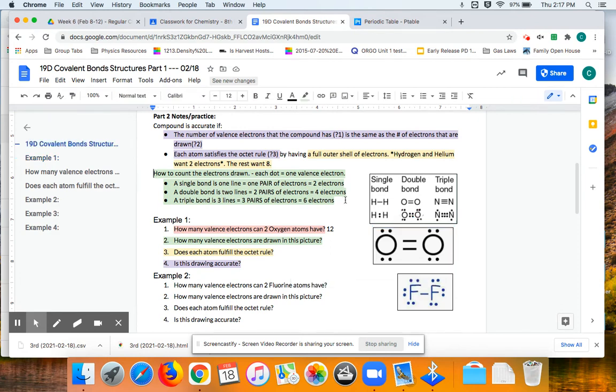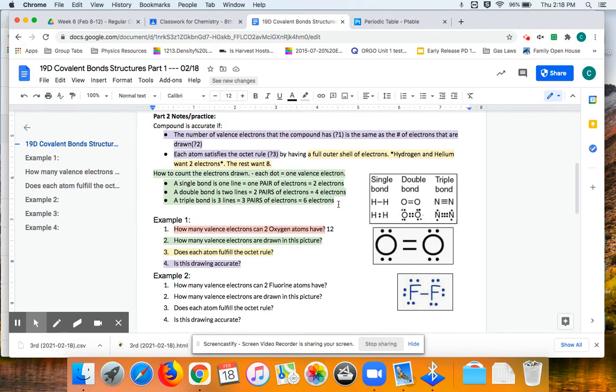So I need to read this green bit. It says how to count the electrons drawn. Each dot is 1 valence electron. And then a single bond, which is 1 line, is a pair of electrons, meaning 2 valence electrons. A double bond is 2 lines. This is 2 pairs of electrons. It's 4 electrons. A triple bond is 3 lines, 3 pairs of electrons.